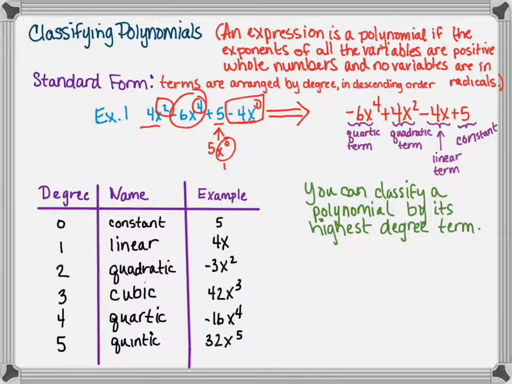You can classify a polynomial by its highest degree term. So for example, 6x cubed minus 4x squared plus 5. Its highest degree term is 3, so it's a cubic polynomial, and because we have 3 terms, it's a trinomial, so we could write cubic trinomial. If we had 2 terms, it would be a binomial. If we had 1 term, it would be a monomial.